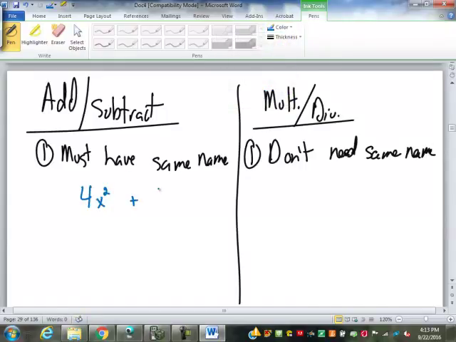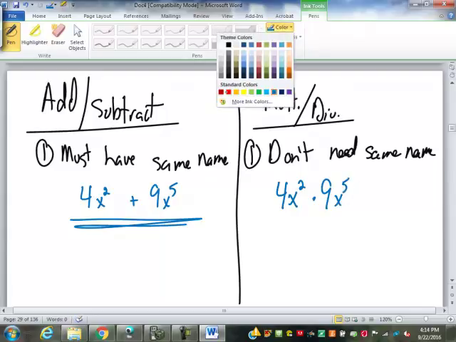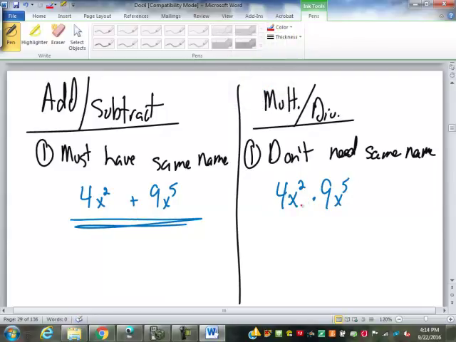4x squared plus 9x to the fifth cannot be added. It stays 4x squared plus 9x to the fifth. 4x squared times 9x to the fifth. We can multiply because we don't need the same name. We're just going to combine the counts. 4 times 9 is 36. And then also combine the names. X squared times x to the fifth. Remember, when we're multiplying variables with powers, we add the powers. 2 plus 5 is 7.